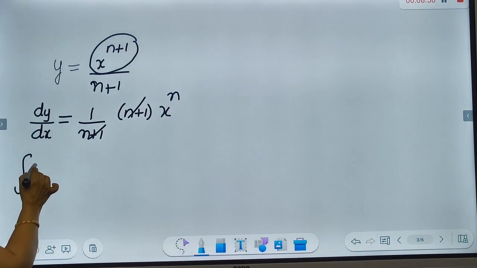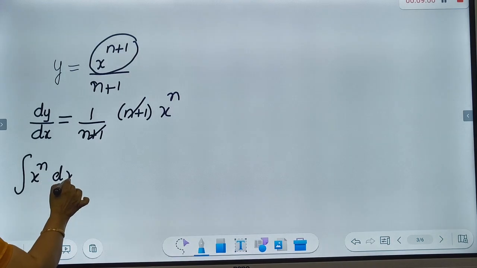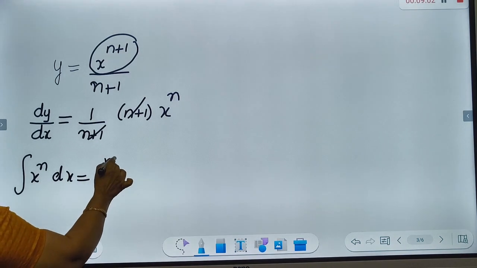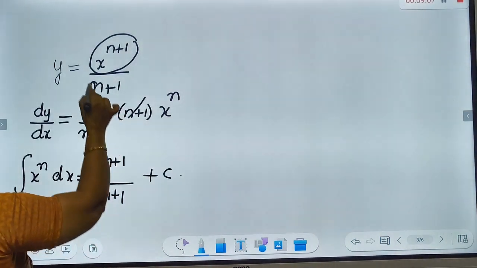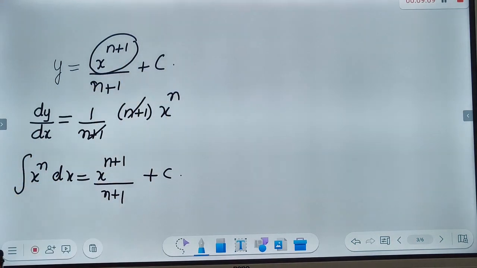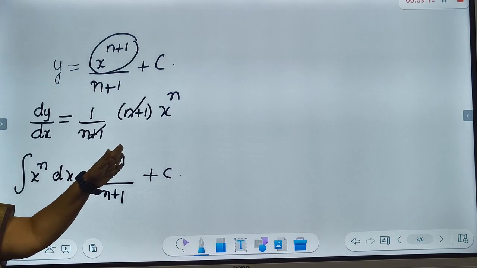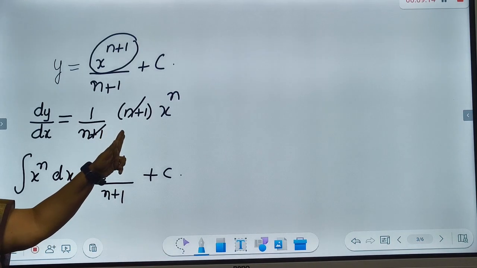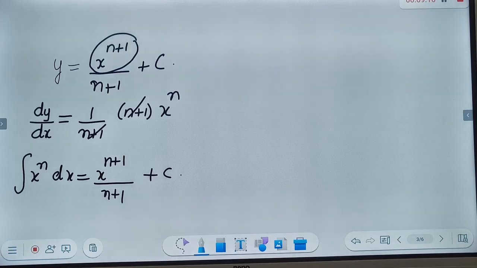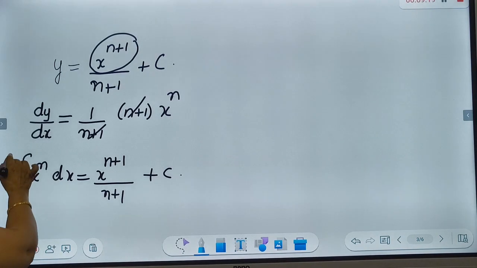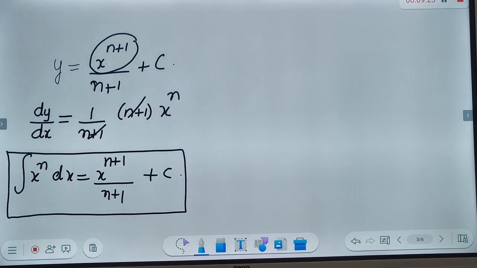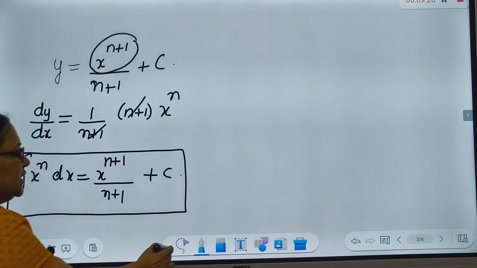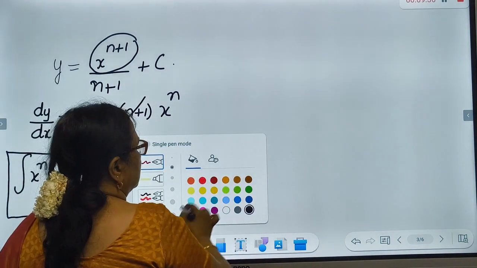So integral of x power n dx is equal to x power n plus 1 by n plus 1, remember, plus c. Because even if I have c here, the derivative will still be 1 by n plus 1 into n plus 1 into x power n, because the derivative of c is 0. So this is a very, very important result. Integral of x power n dx is x power n plus 1 by n plus 1 plus c. Let us see now how to apply this.